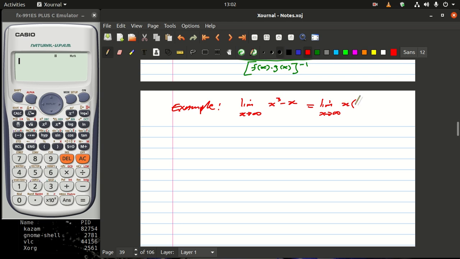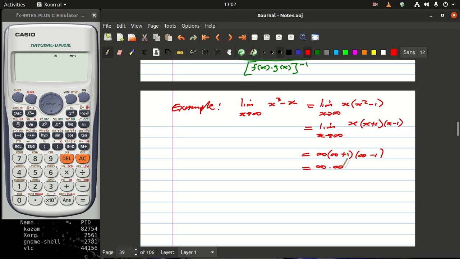If I take out x, I will have x squared minus 1, and then if I continue to factorize here, I will end up having x, and then this one is a perfect square difference, so I'll have x plus 1 and x minus 1. So we have that, and now if you are plugging in, I will end up getting infinity and infinity plus 1 and infinity minus 1. And of course, I still have this infinity plus 1.